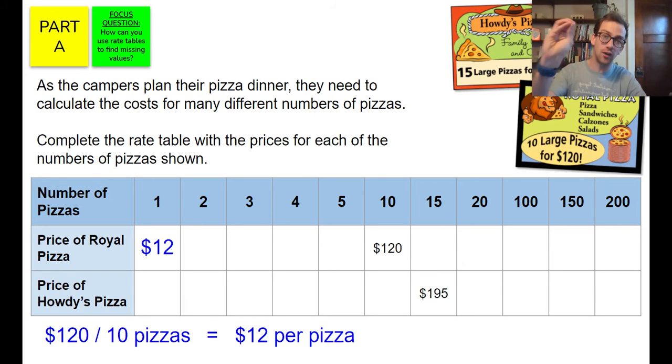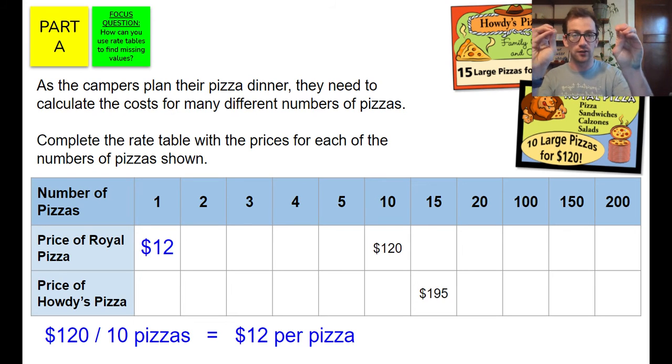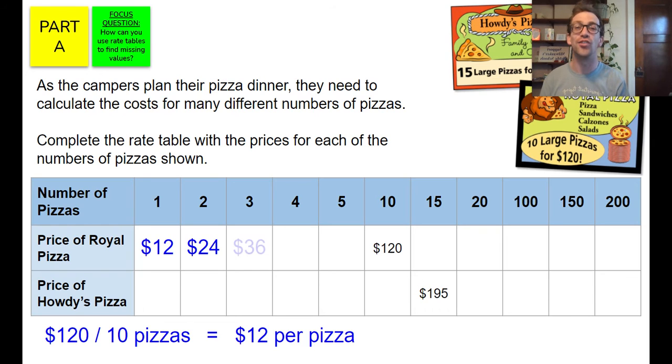So let me go ahead and throw that into the rate table. Okay, one pizza costs $12, then two pizzas, 12 and 12, will cost $24. Another pizza, another $12 would be a total of $36. $12 for one pizza. We're talking about 4 pizzas. So 12, 12, 12, 12 would be $48. And another pizza, another $12 would be $60 for 5 pizzas.